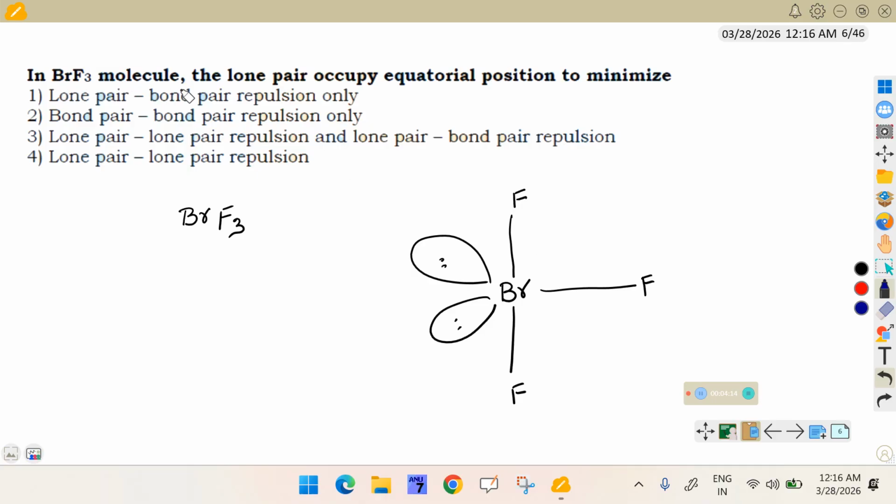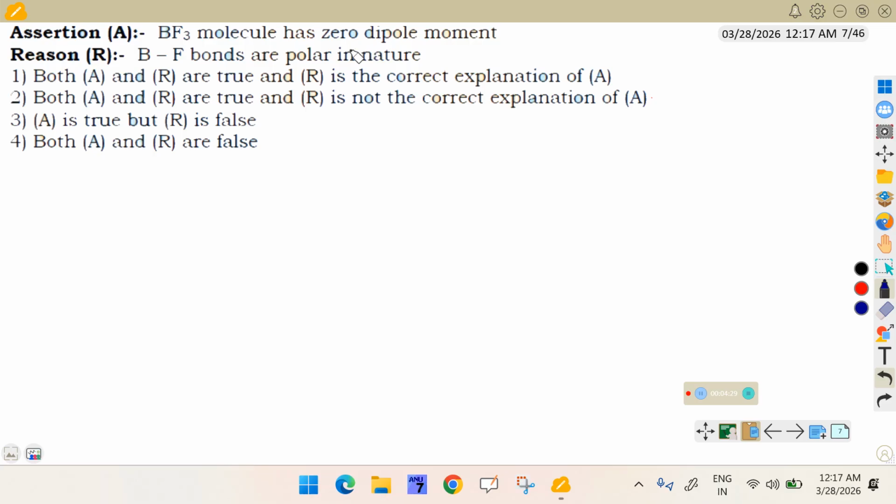In the BrF3 molecule, the lone pairs occupy equatorial positions to minimize lone pair repulsions and lone pair-bond pair repulsions according to VSEPR theory. BF3 molecule has zero dipole moment. Correct. B-F bonds are polar in nature. Yes, this is also correct.